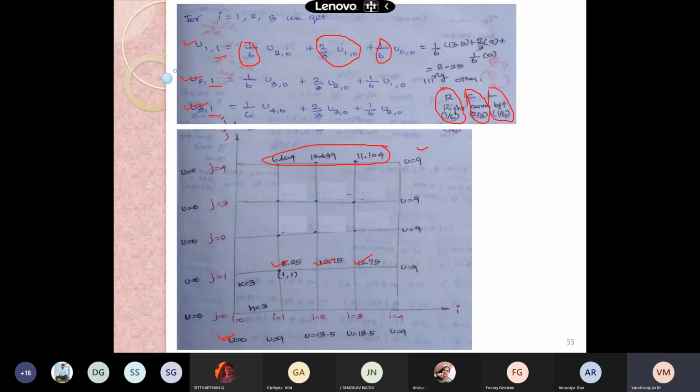For me, 1/6 into 0 plus 2/3 into 8.25 plus 1/6 into 12.75. Yes, sir. For Kritika, 1/6 into 8.25, 2/3 into 12.75 plus 1/6 into 12.75. Bhargav, 1/6 into 12.75, 2/3 into 12.75, 1/6 into 9.